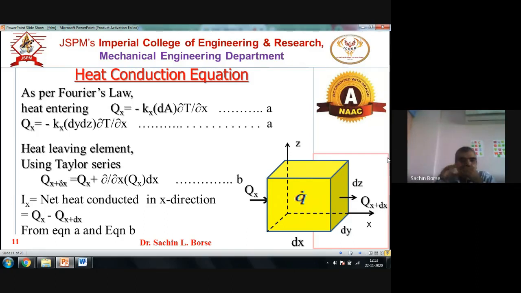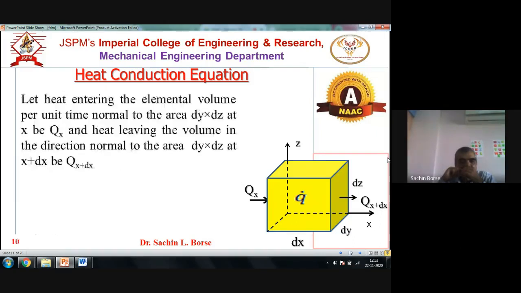What we do now, go back to slide number 10. Now I assume that in a particular direction heat is coming from the left as qx, and whatever heat is leaving is qx with the suffix x plus dx.